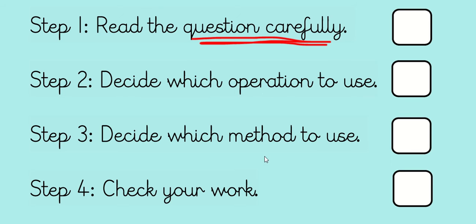Then we need to decide which method to use. Sometimes we use a number line if we're adding or subtracting. We might draw some groups if we're multiplying or dividing, we might use our fingers to count, mightn't we? And then we're going to check our work. It's really important that we follow these 4 steps.